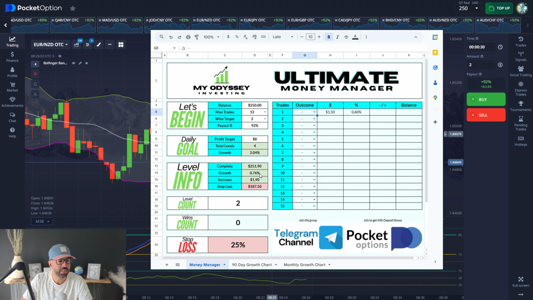Each level, I'm going to earn around 0.76%. This shows how much of the balance this is going to be for my first trade at $1.50, at 0.6%. So we're going to do 3 out of 13. My goal today is $8. Let me show you how this works.